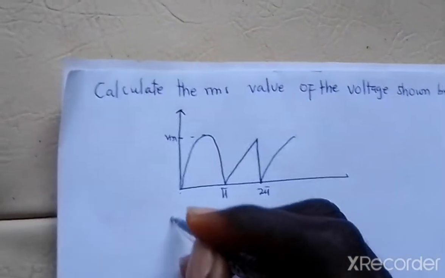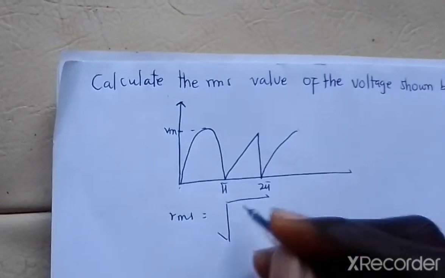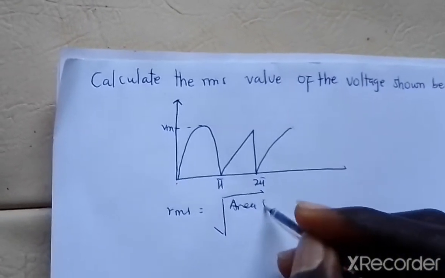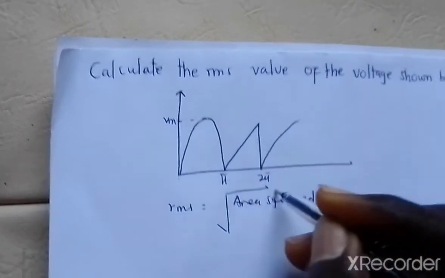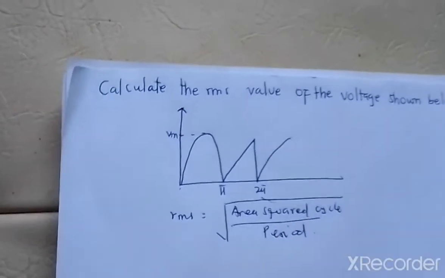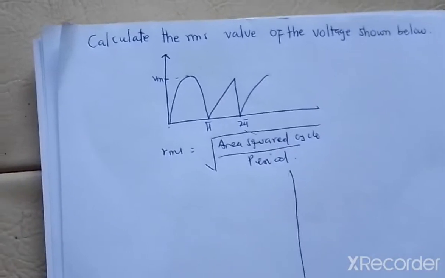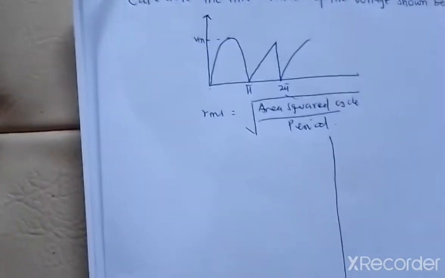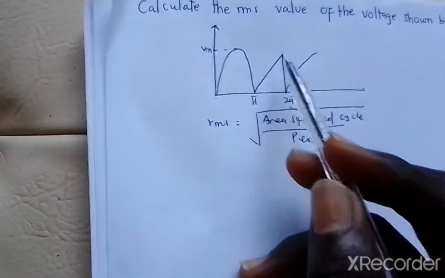So the RMS of this is simply equal to the square root of the area of the squared cycle over the period. So our aim right now is to find the area of the squared cycle. To find it, we can see that this waveform is in two shapes. This is a sinusoidal shape and this is a triangular shape.